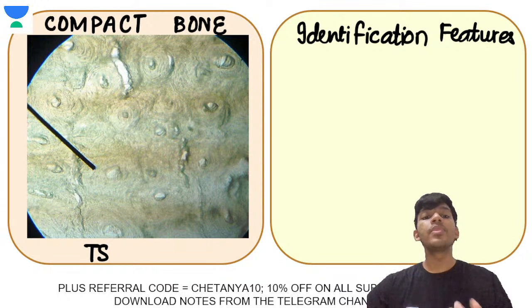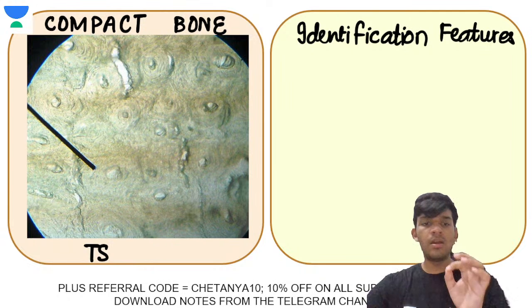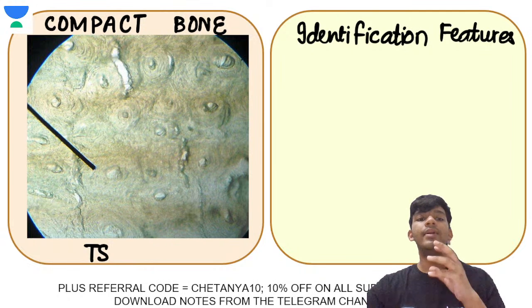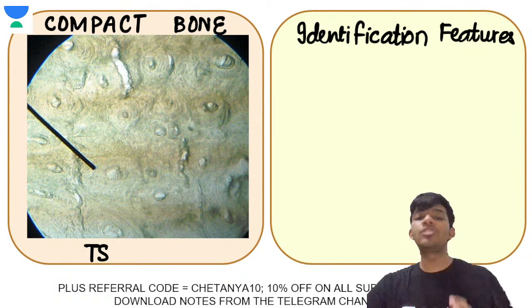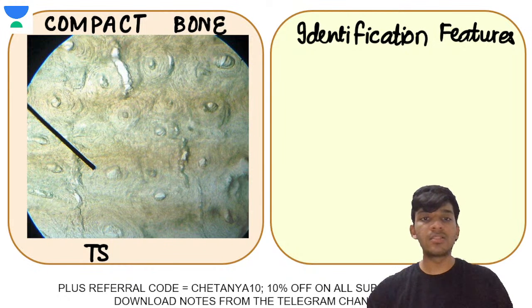Basically, you should be able to identify osteons. You should be able to identify concentric lamella, interstitial lamella, right? Osteocytes, and you will be able to identify periosteum. You will be able to identify osteocytes, right? So this cell that you can make out here, that is pointed out here.